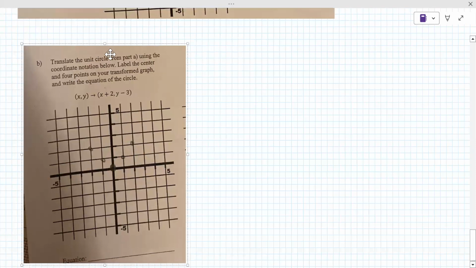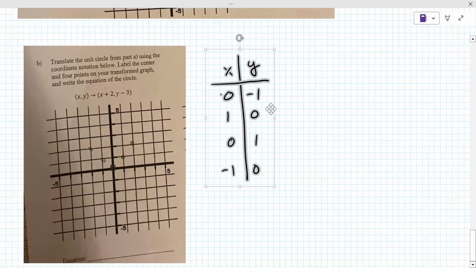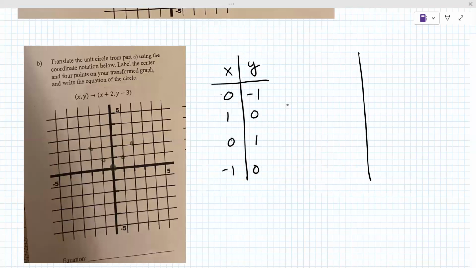It says to translate the unit circle from part A using the coordinate rotation below. So this time the X values go right 2, the Y values go down 3. So I'm going to grab this and put it down here and we're going to put the new X and Y values. So the X values all go to the right 2: plus 2, 2, 3, 2, 1.